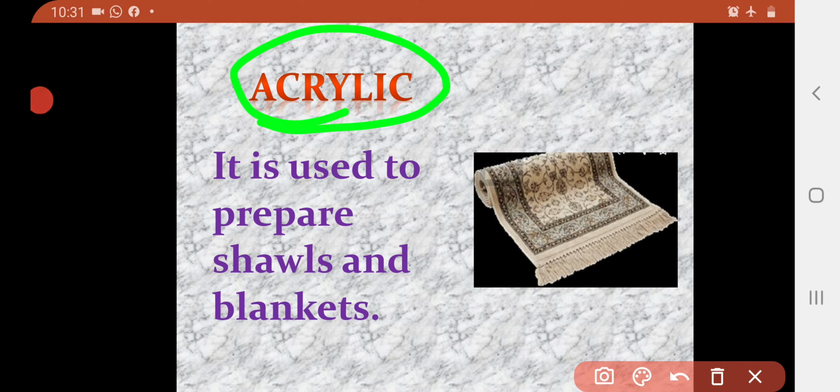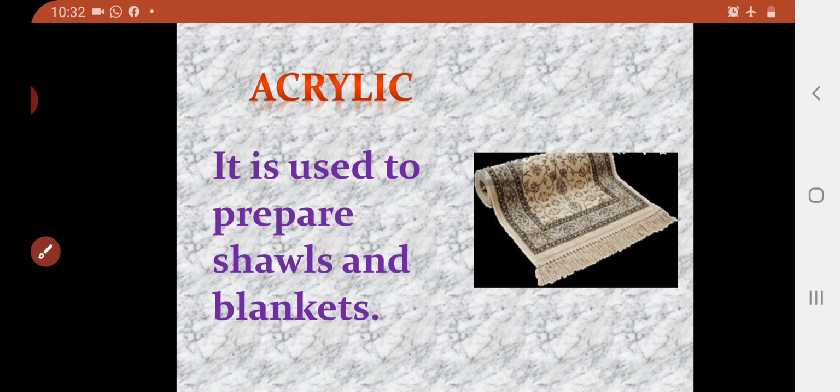What can we call it? Acrylic. So acrylic is a type of fiber. It is used to prepare shawls and blankets.